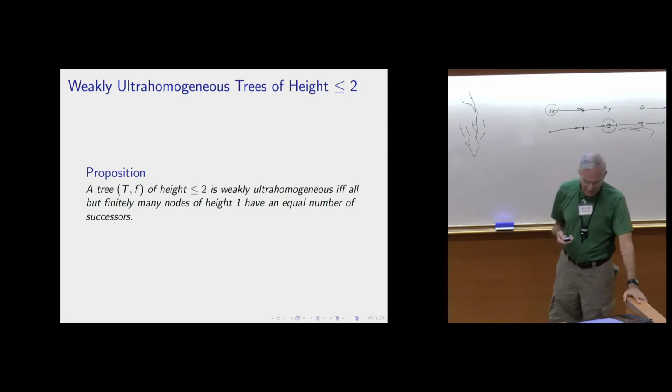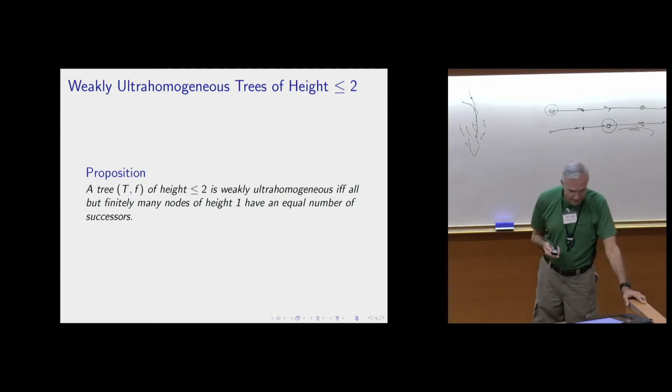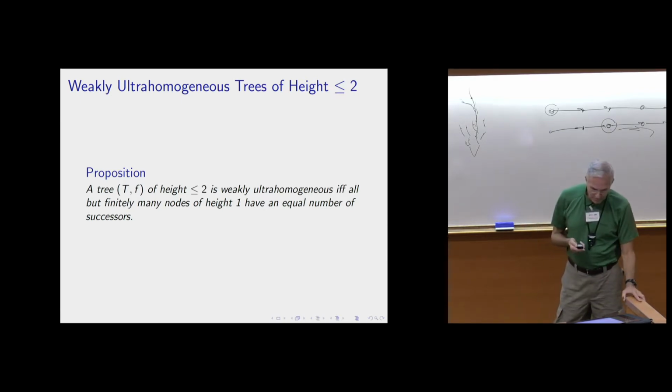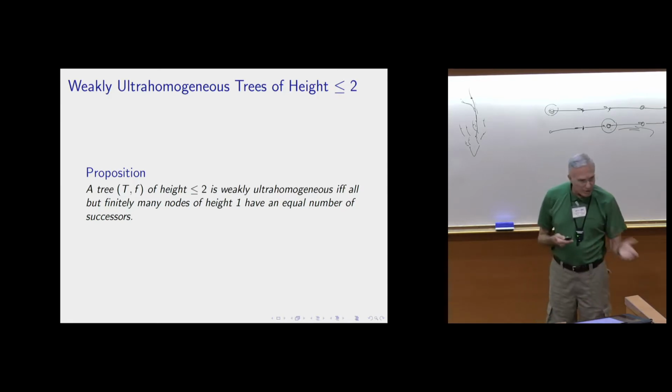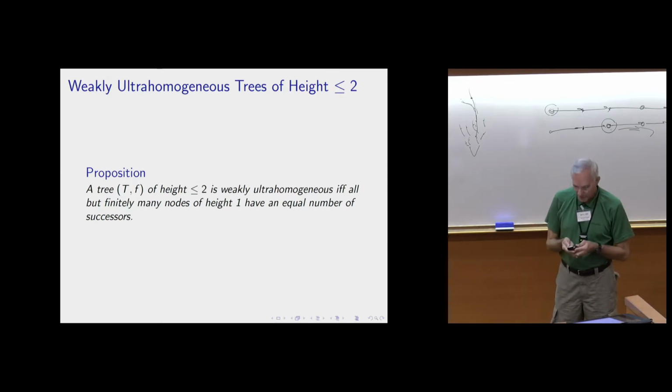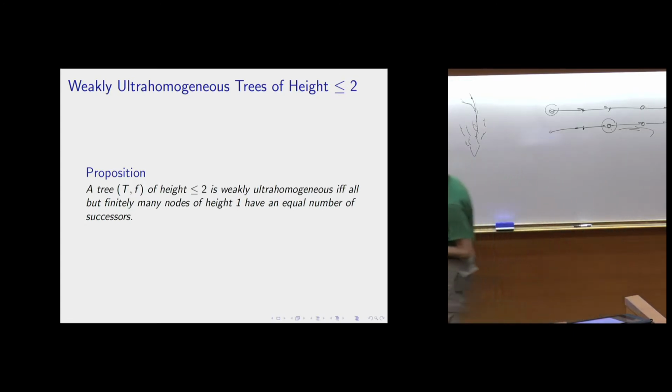In particular, you can look at the trees of low height. For height less than or equal to 2, being weakly ultrahomogeneous is saying that all but finitely many of the nodes of height 1 have the same number of extensions. So at height 1, you have some number of branches, finitely many or infinitely many, and almost all of those have the same number of extensions. That's fairly straightforward. The exceptional set could be those that are different.